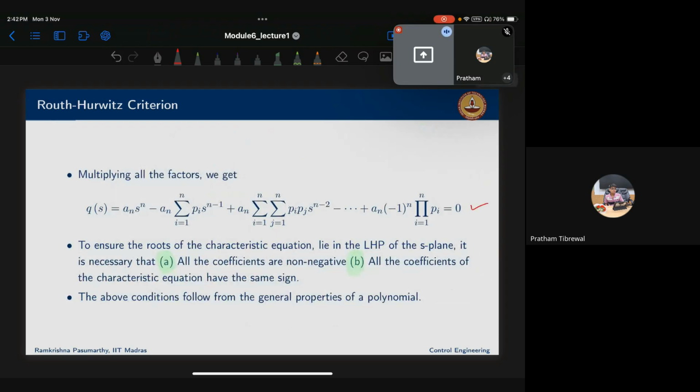This equation says that to get all the roots with negative values, all these coefficients must be non-negative to get all the roots in the LHP side of the S plane. All coefficients must be non-negative, and all coefficients should have the same sign. That is the first condition.